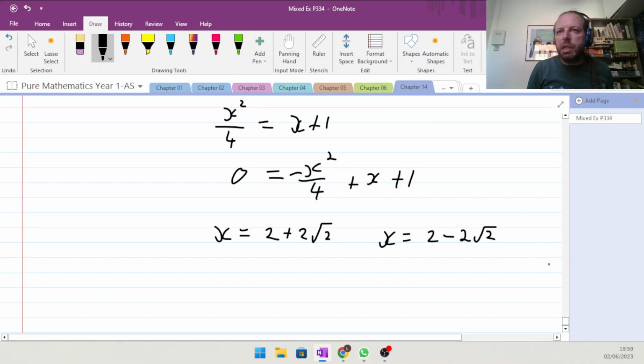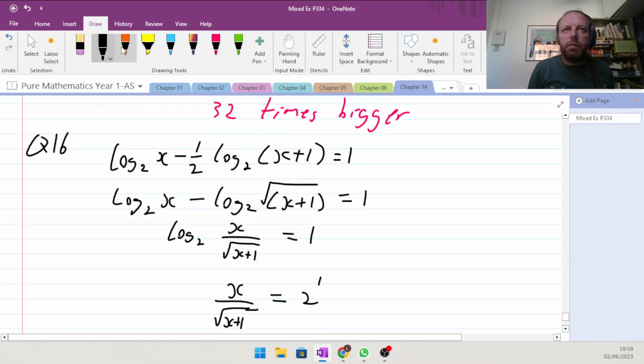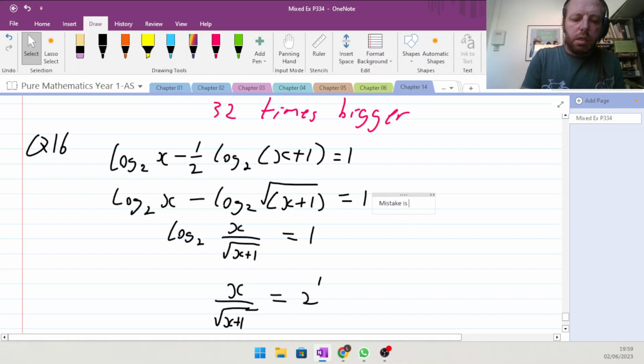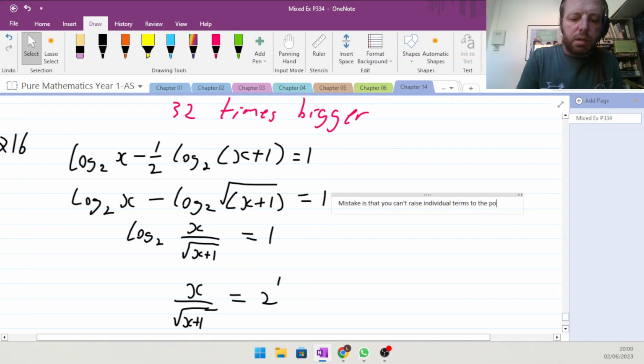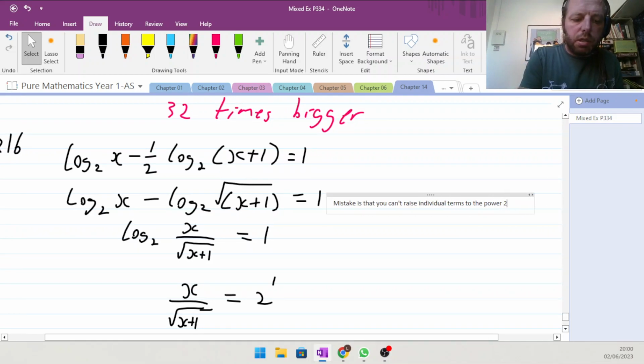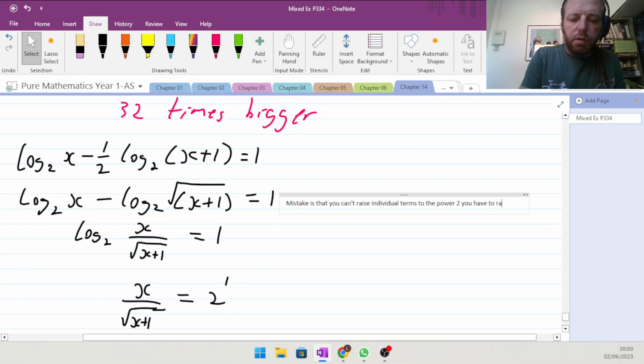So the mistake is up here, and the mistake is that you can't raise individual terms to the power 2. You have to raise it all.